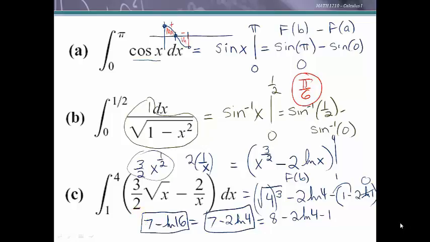Well, remember our log properties, the third property of logs, and this is kind of the reverse of how a lot of times we use it. If we have something multiplied in front, we can put it as a power. And so this is equivalent to 7 minus the natural log of 16. They are both correct equivalent answers.